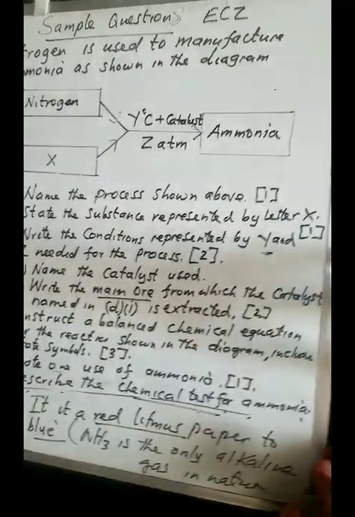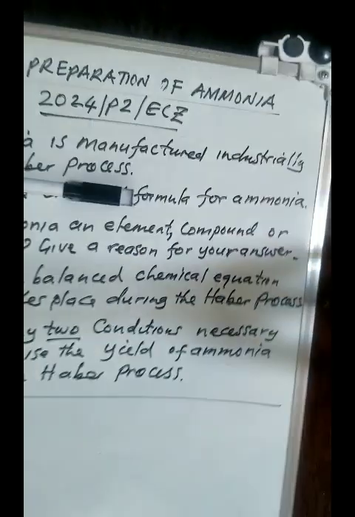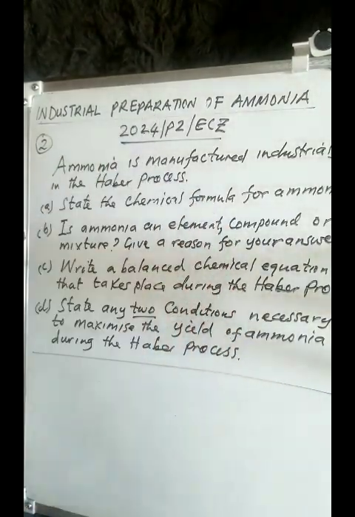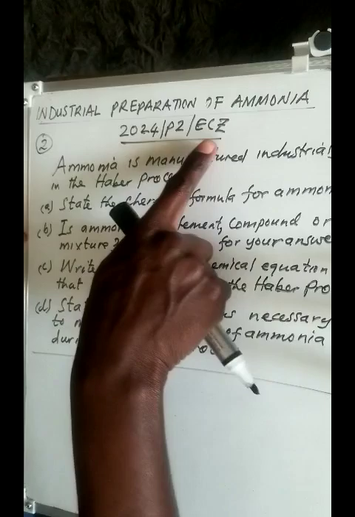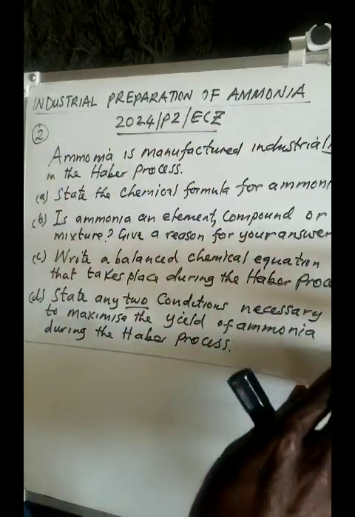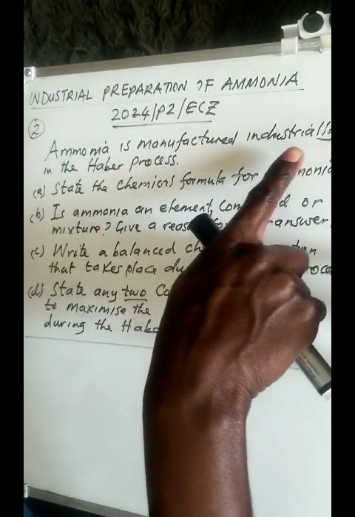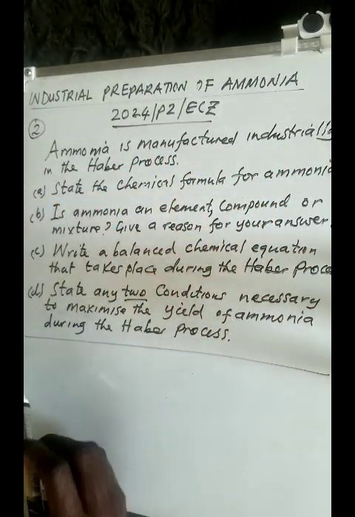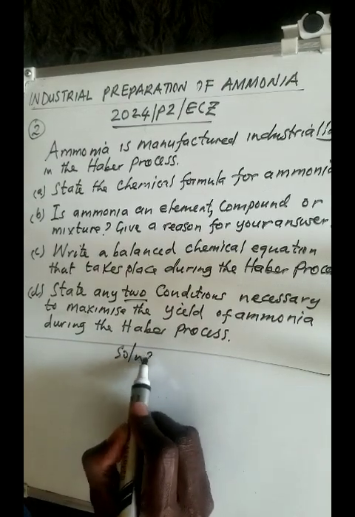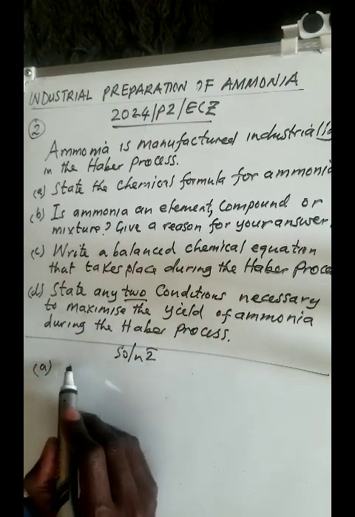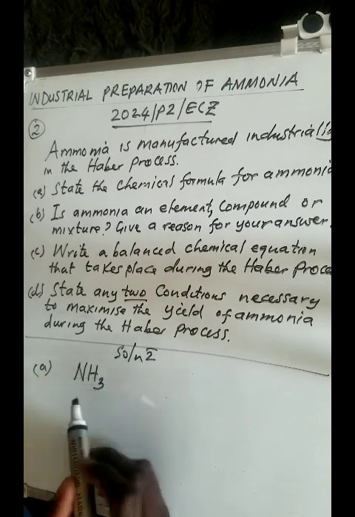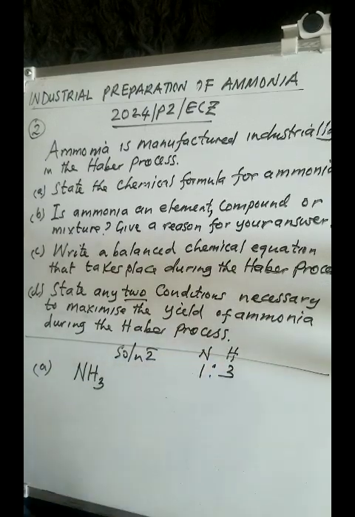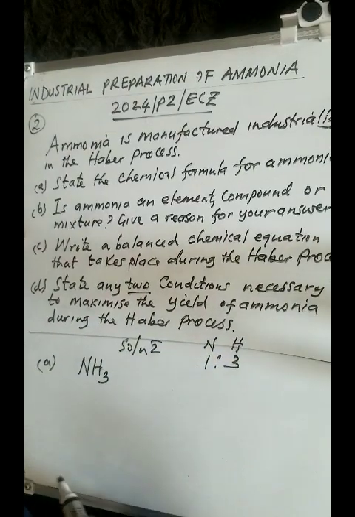All right, so let me consider another question so that I can help you see another question that came in an exam and how you can go about it. This is the question that appeared in the 2024 paper 2 ECZ, and if you notice, the question says that ammonia is manufactured industrially in the Haber process. And it says state the chemical formula for ammonia. So remember, if we look at the solution, the chemical formula for ammonia is simply NH3. Remember, they are always in the ratio 1:3. 1 nitrogen to 3 hydrogen atoms.